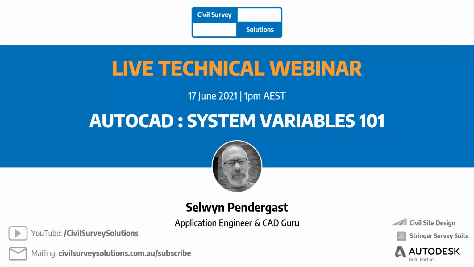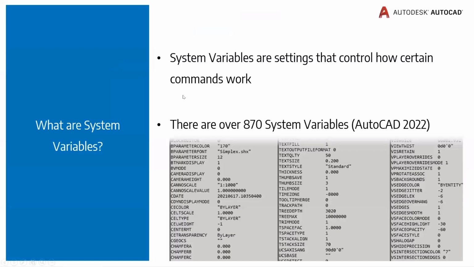We're going to be having a look at system variables today, explaining what they are, so we'll just get started. System variables are settings that control how certain commands work. When you mirror text, there's a system variable that's set to determine whether the text stays the way it is or whether it mirrors.